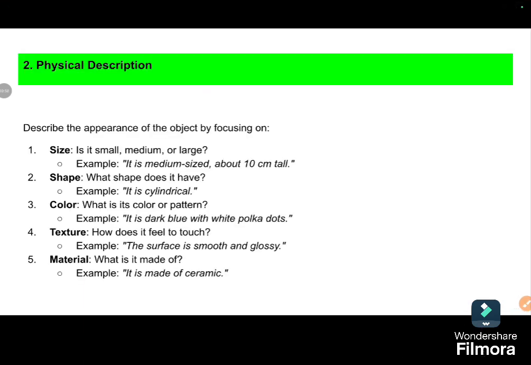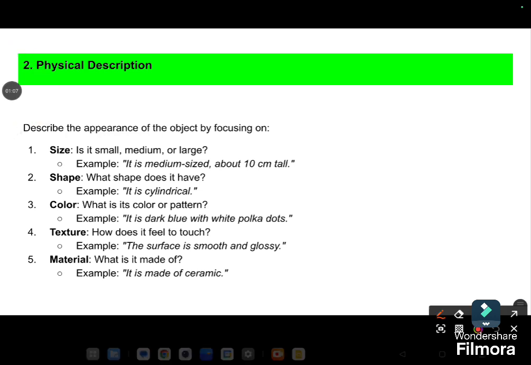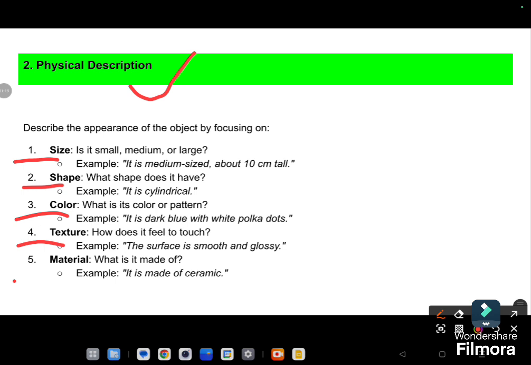Let's see the second step. Second step is, once you describe the name, talk about the physical description. When you describe the physical structure, there are 5 things you're supposed to remember: size, shape, color, structure and material. These 5 things you need to keep in your mind. Describe the appearance of the object by focusing on size first. Try to understand whether it's small, medium or large. For example, it is medium sized, about 10 centimeters tall.